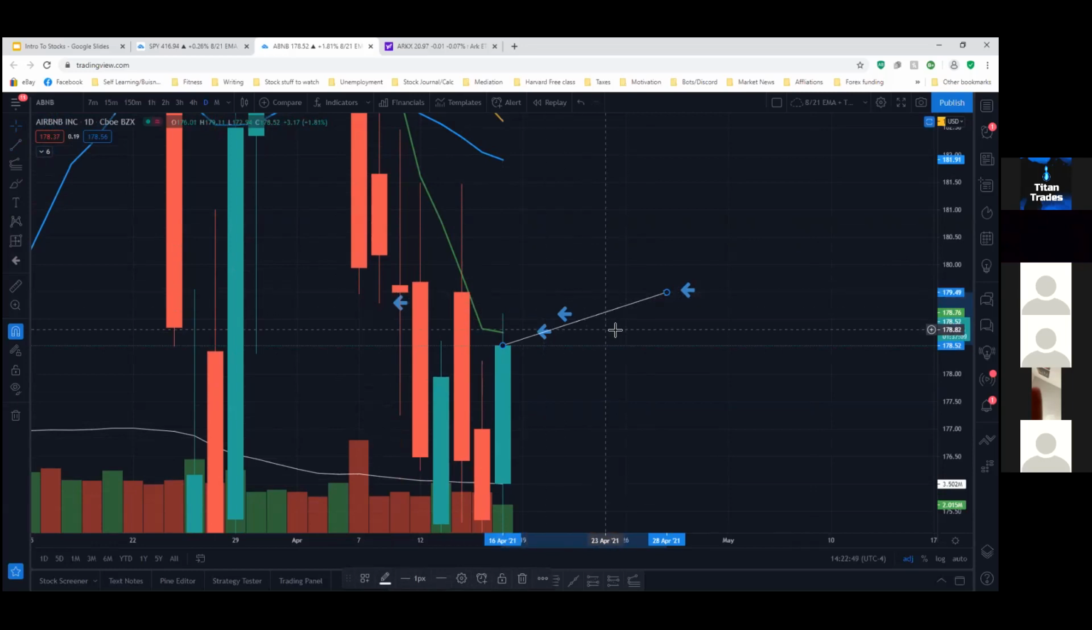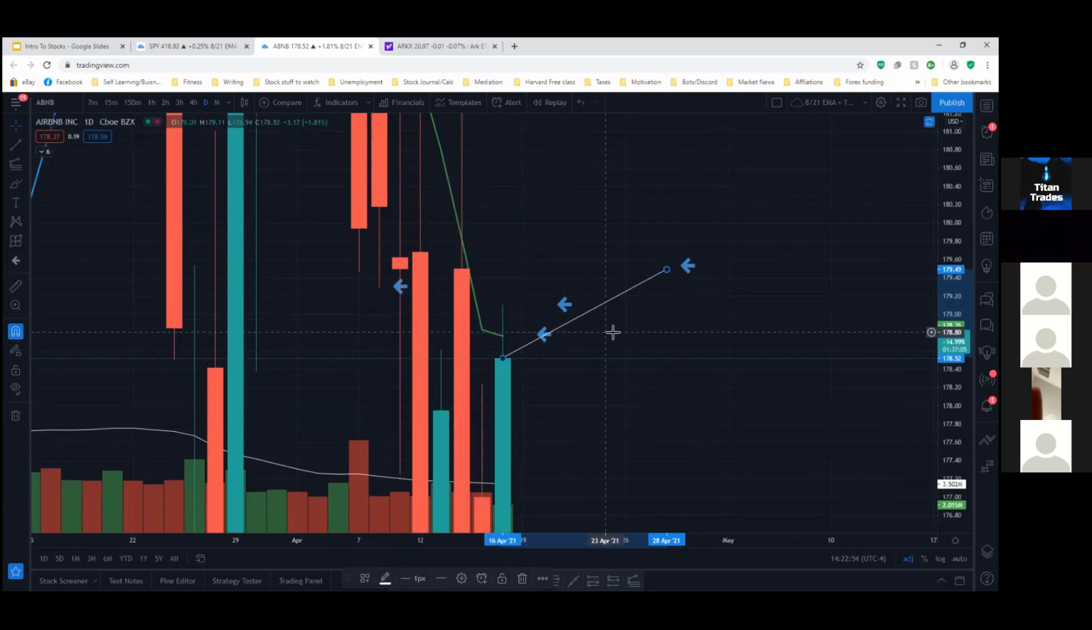I'd rather be safe than sorry, truthfully, because don't get me wrong, you can size in. You can start a starter position right around here. Just don't go balls deep with like 10 contracts right here. Buy like 1 or 2, and then get your full size up here when it's actually safer.